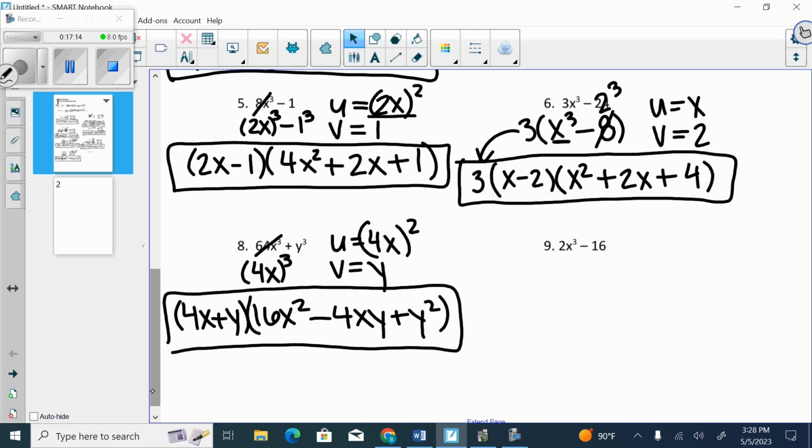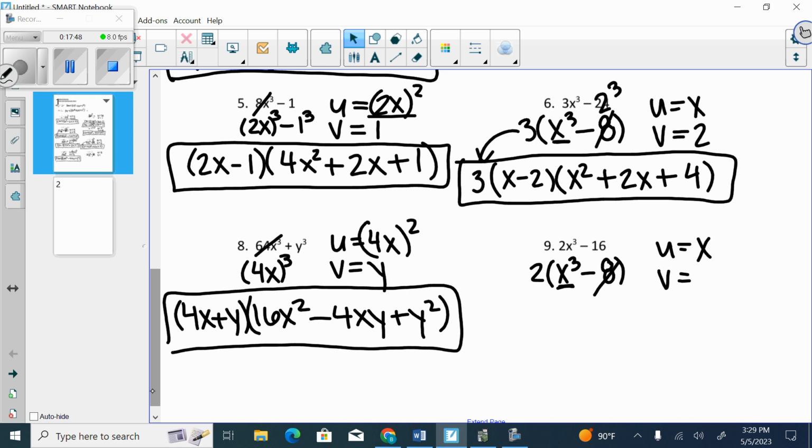Okay, last one. Do we have a GCF? 2. Okay, so I take out my 2, and what's left? X cubed minus 8. Okay, so what's my u? Not the 2. Right, the 2 is the GCF. So the u is the first thing there that's cubed, so it is x. Is my v ready to go right now? No. I gotta fix the 8.